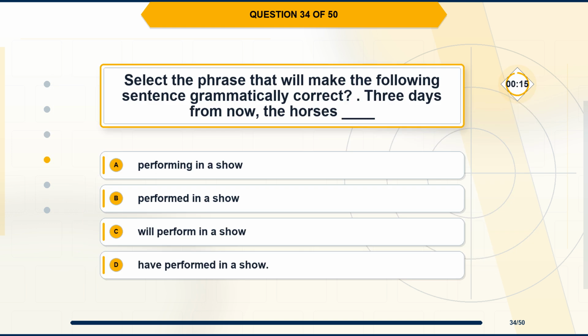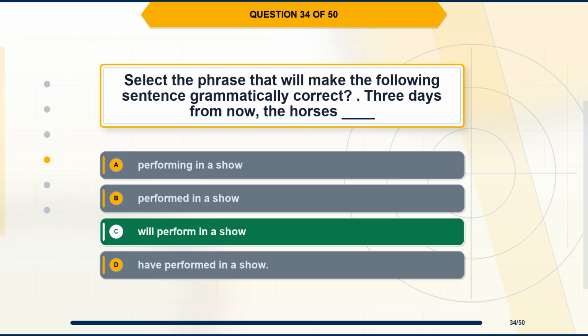Question 34. Select the phrase that will make the following sentence grammatically correct. 3 days from now, the horse is blank. Option A. Performing in a show. Option B. Performed in a show. Option C. Will perform in a show. Option D. Have performed in a show.